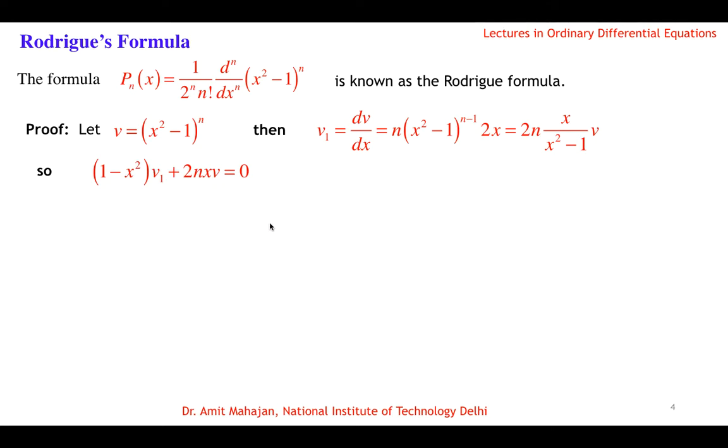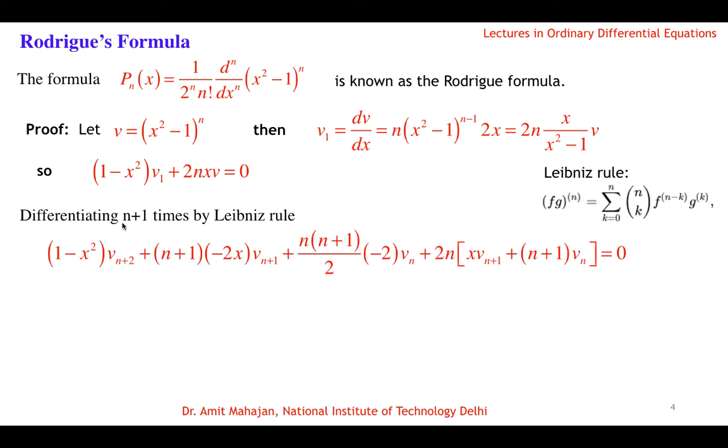Now we know the Leibniz rule for derivatives: if you have a product of two functions, then its nth derivative can be calculated as this. Basically, we want to calculate the (n+1)th derivative of this, so we differentiate it n+1 times. Using this Leibniz rule, it is simple. So, differentiating n+1 times by the Leibniz rule.